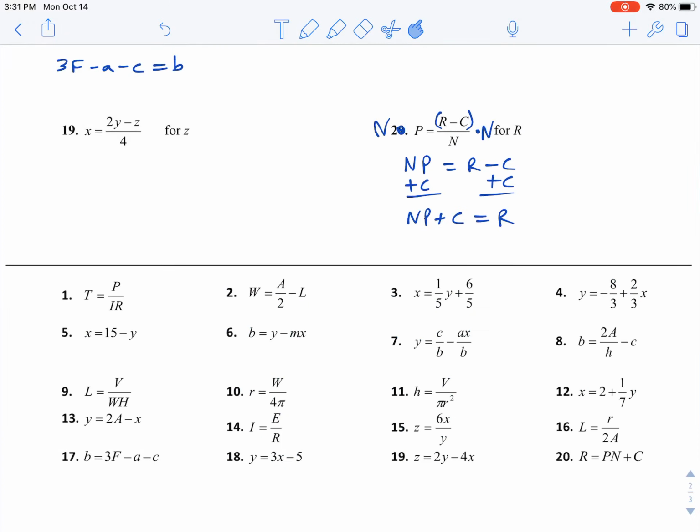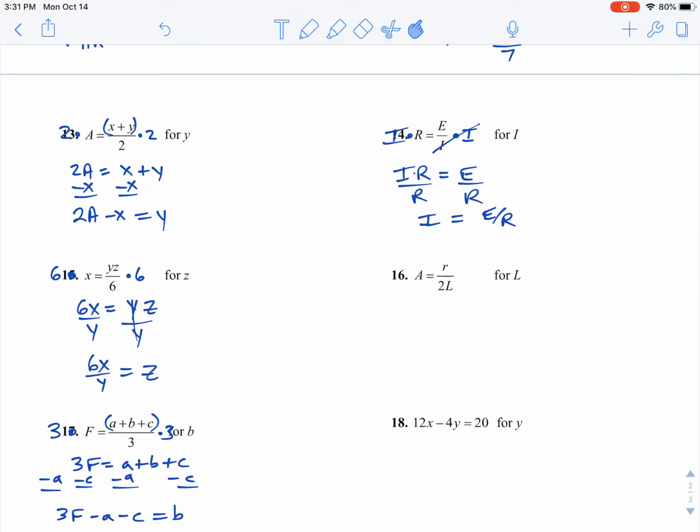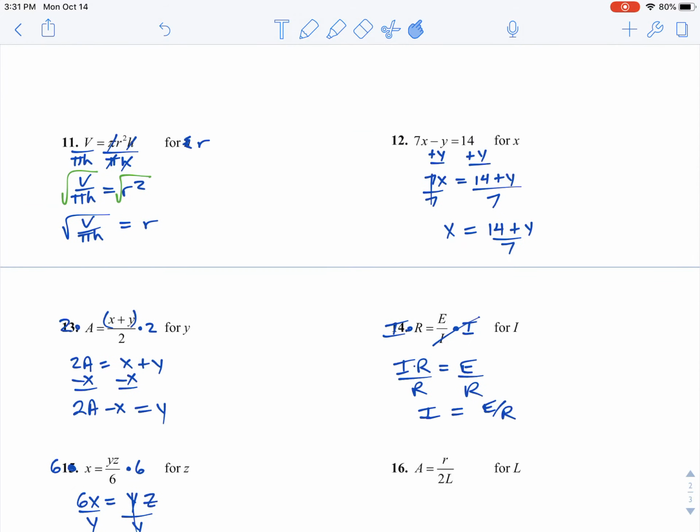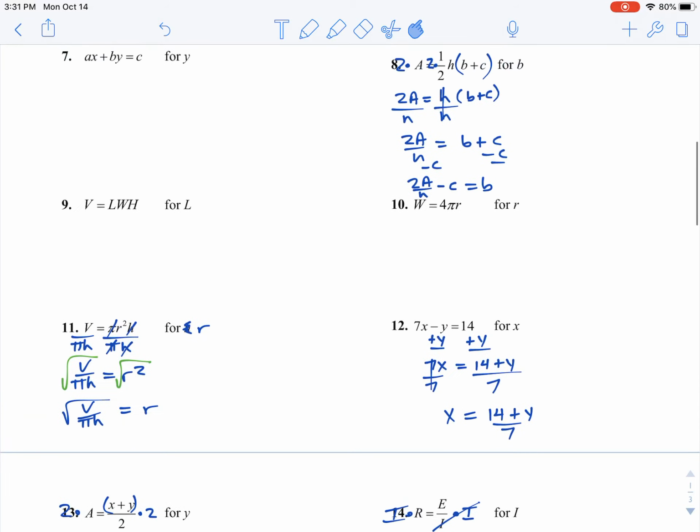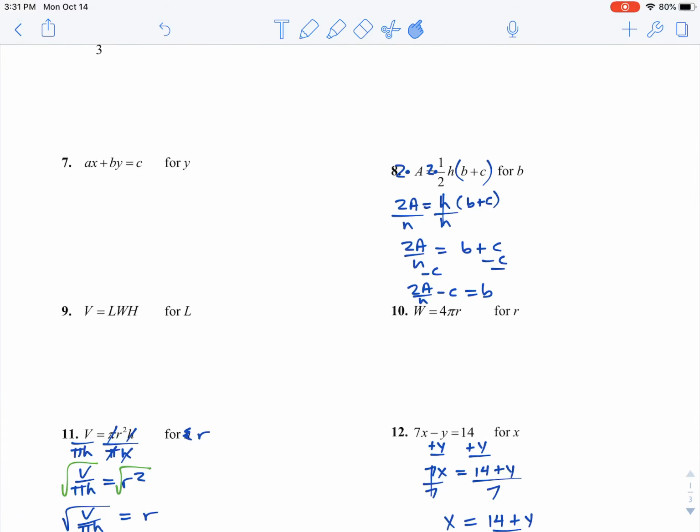And that's basically how we do these literal equations. Just use the same steps you would use for any equation. You may not be able to simplify down to one numerical answer. Your answer would probably just have some letters in it. Otherwise, it's really the same kind of thing.